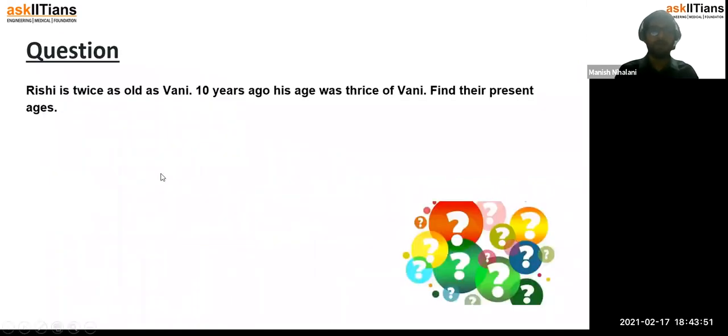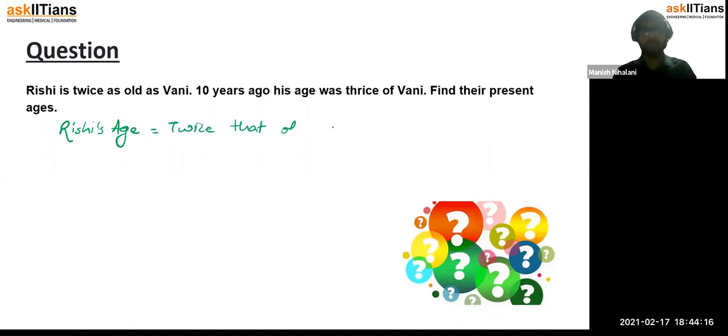Let's now solve one more question, right? Here it says Rishi and Vani. There are two people, Rishi and Vani. Rishi is twice as old as Vani. So you would say Rishi's age is twice that of Vani's age, right? This is the current scenario.